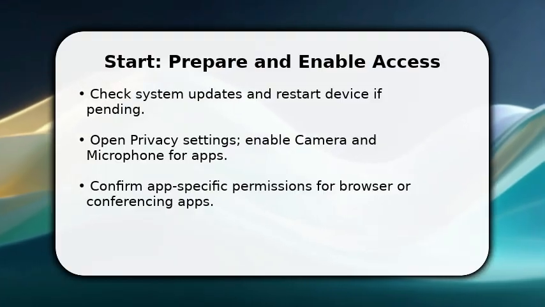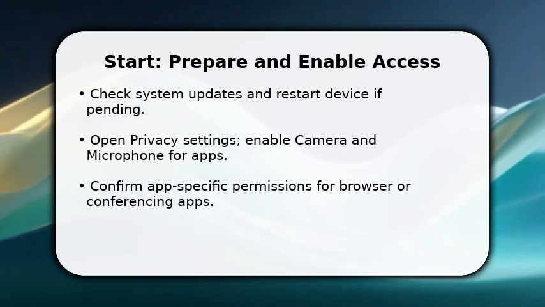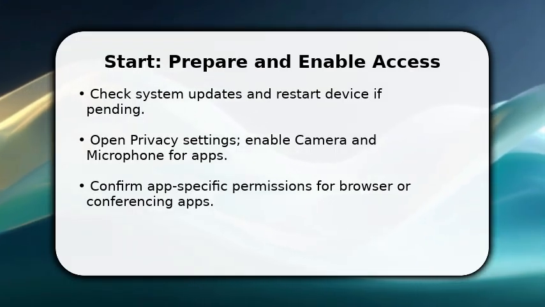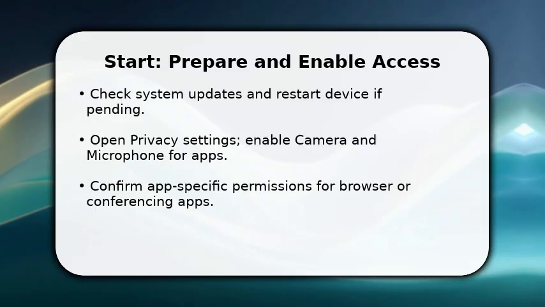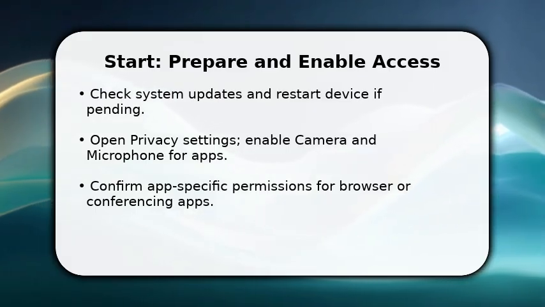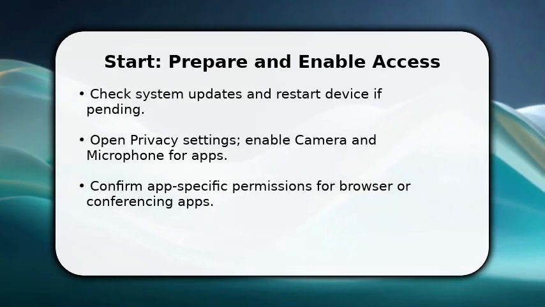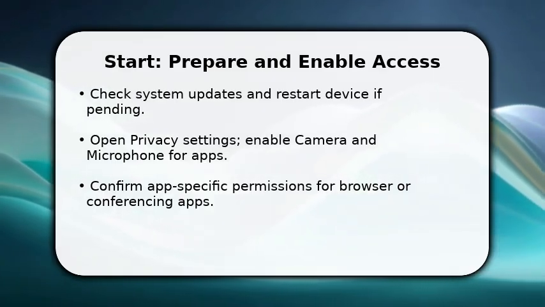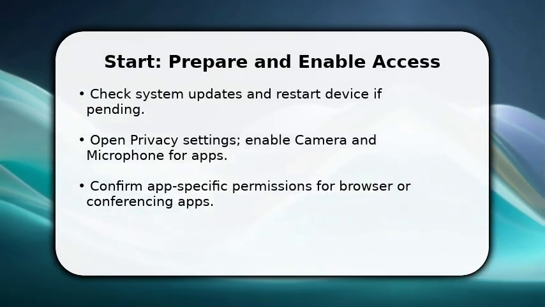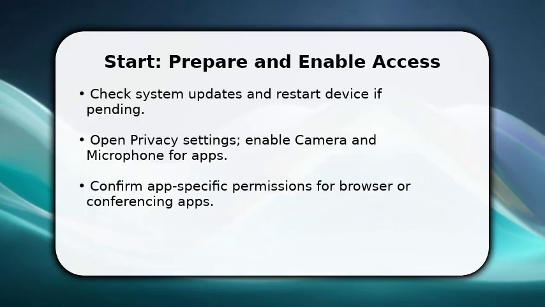You begin by updating and restarting so the system isn't blocking new permissions. Then open Privacy Settings. This is where Windows or Mac OS centralizes camera and microphone access. Enable both toggles and then go into the apps list to allow your browser or meeting app. Do this now because app-level permission is what actually grants access.